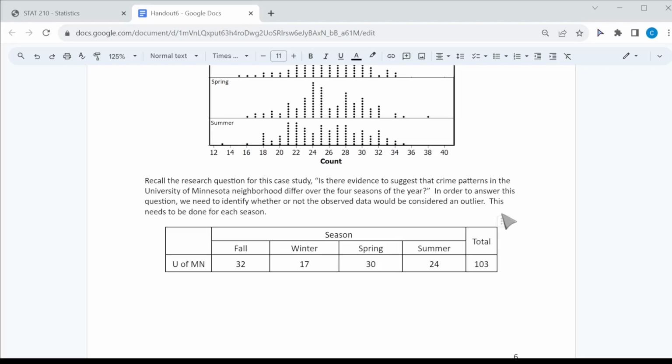So the example that we were looking at had to do with crime rates in a particular neighborhood around the University of Minnesota, and we were wondering whether or not there were differences in the crime patterns throughout the year. The observed data that we had here was 32 in the fall, 17 in the winter, 30 in the spring, and 24 in the summer.